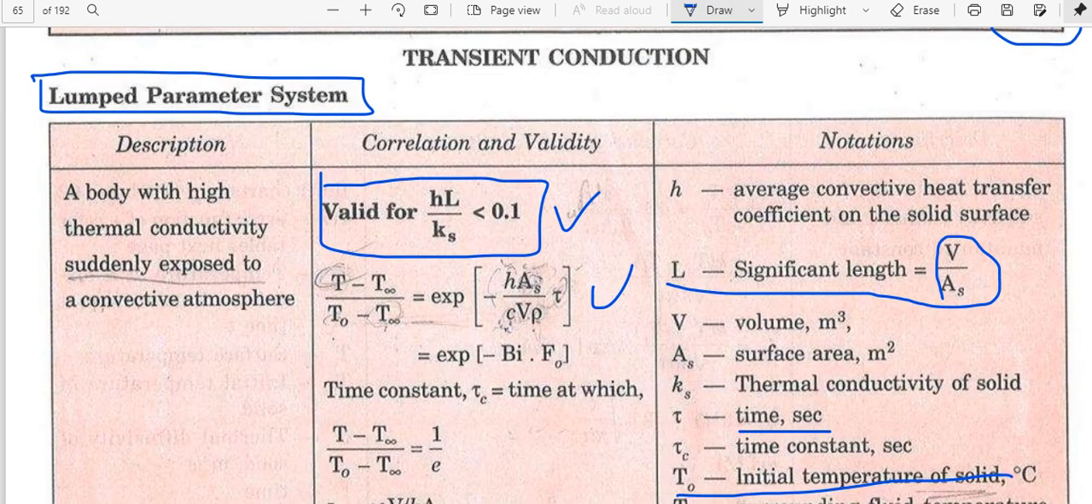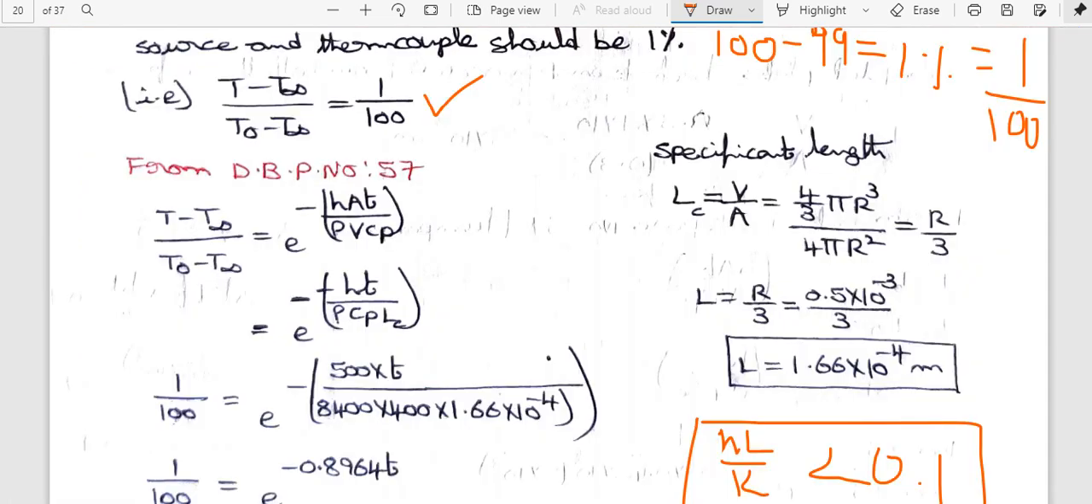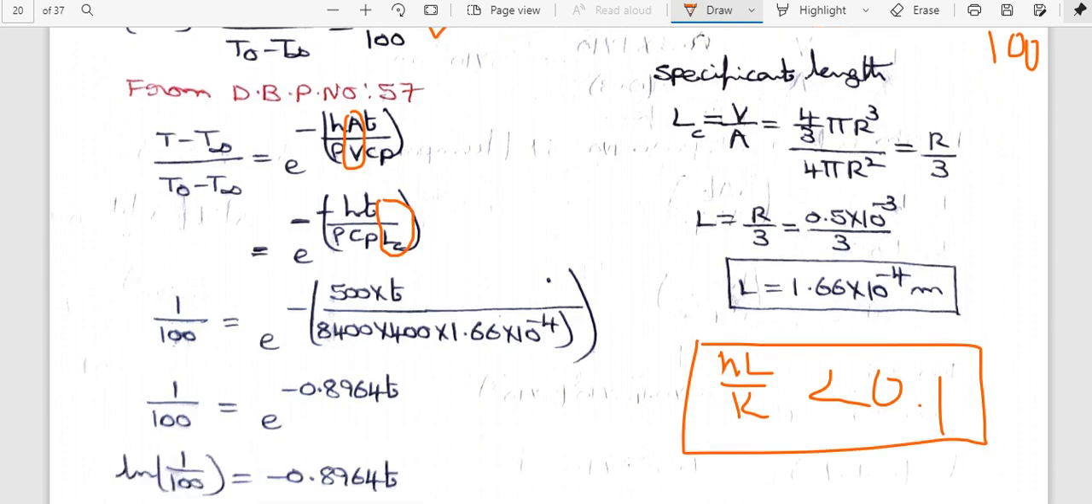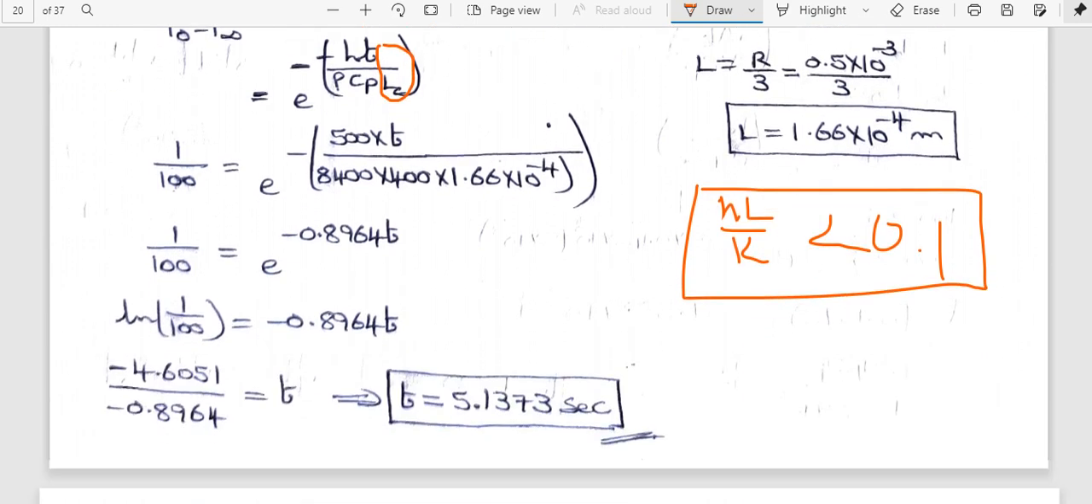A body with high thermal conductivity is suddenly exposed to a convective atmosphere. So (T minus T infinity) by (T naught minus T infinity) is equal to e power minus HAt by rho V Cp. Here A by V we can write as 1 by LC. So we substitute all these values. After calculating, time is equal to 5.3373 seconds.